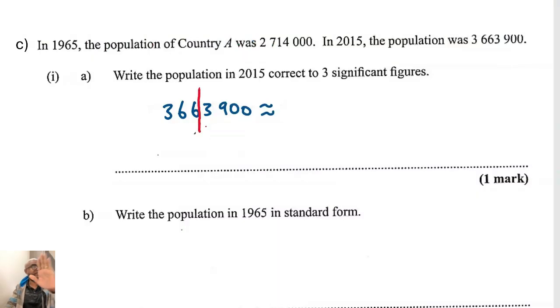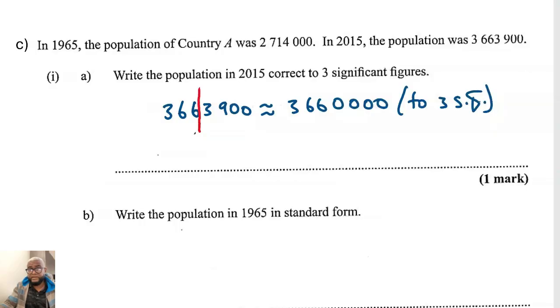Is the number after the cutoff 5 or greater? No. So we do not add 1 to that 6. For those who don't know what significant figures are, you're counting from the first non-zero number on the left. So you're counting 1, 2, 3, right? So this will be approximately equal to 3,660,000. Everything after the cutoff changes to a 0. 1, 2, 3, 4, right? That is to 3 significant figures, right?